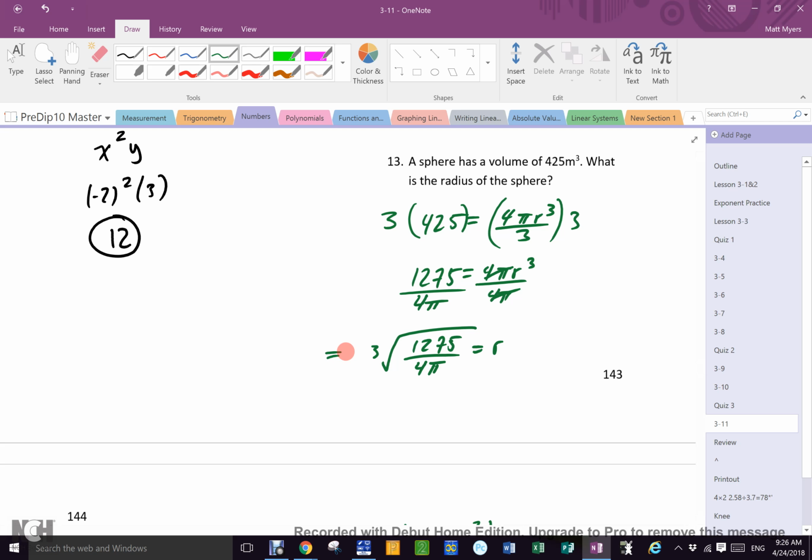I don't know. Let's check. 1275 divided by 4 pi is 101. And then cube rooted. Cube root should be 10. No, the cube root of 100 is not 10. The square root of 100 is 10. It's 4.66. Now, if I take 4.66 and I cube it, and I multiply it by 4, and I multiply it by pi, I get 1275. I didn't use brackets. Well, that'll bite you in the butt every time.